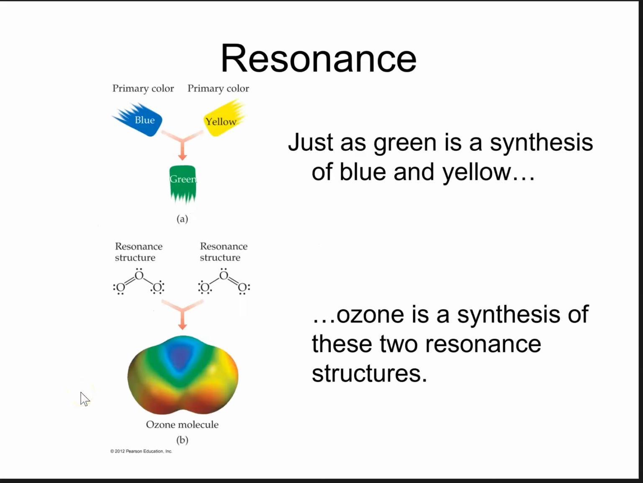Just like if we take two colors, blue and yellow, and we bring them together to form green, ozone has two double bond structures, one on the left and one on the right. Both are equally correct, so the two double bonds get stretched over the whole thing. That is, ozone is a combination of two correct Lewis structures.